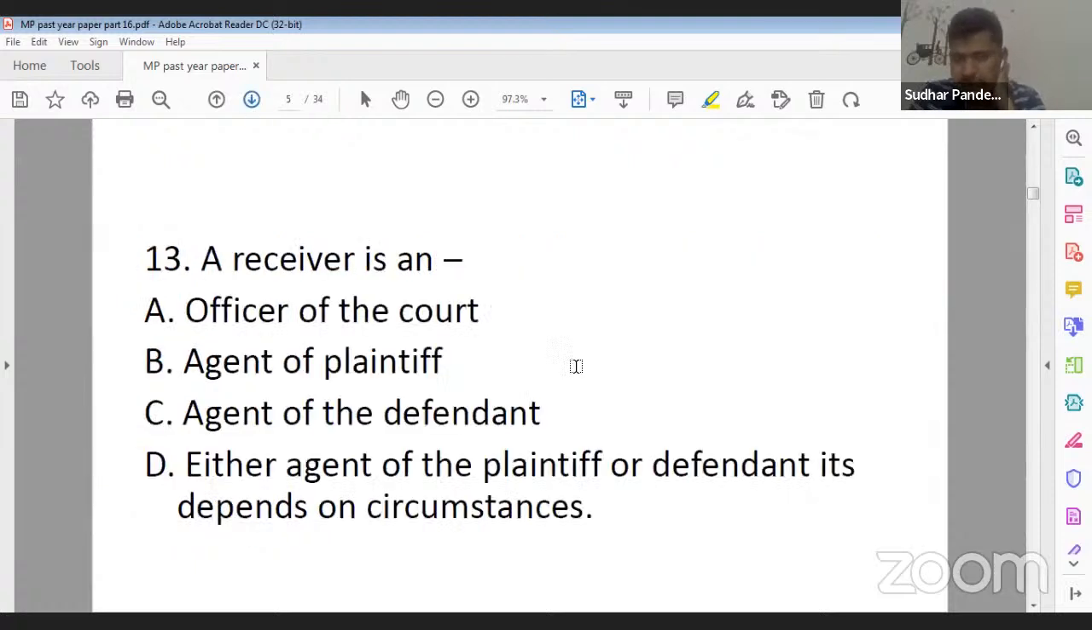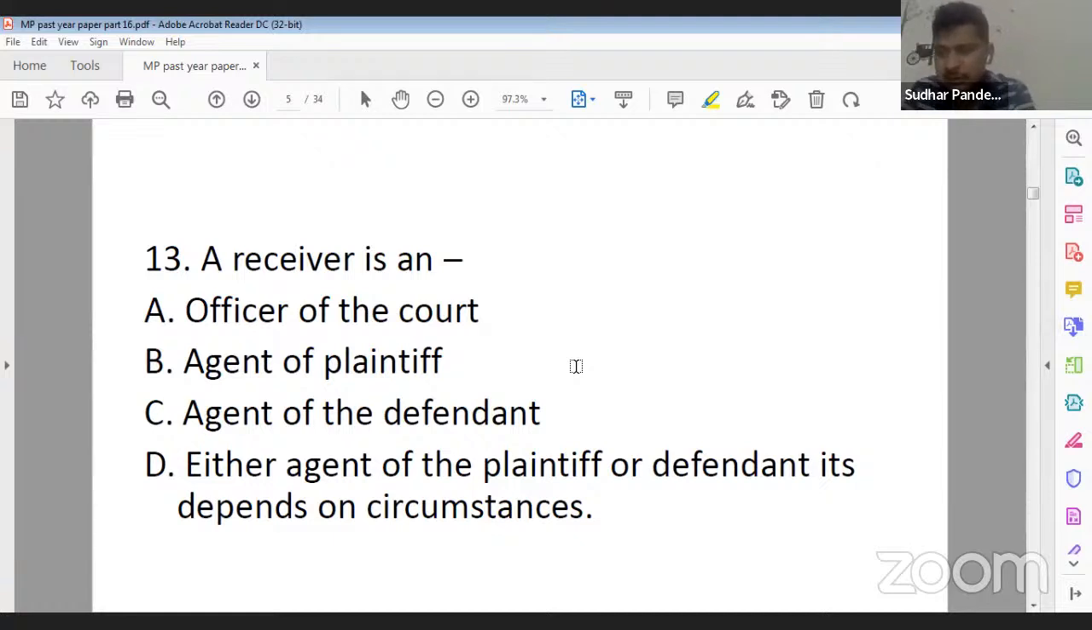Next question, question number 13. A receiver is an. Option A, officer of the court. No, Ankita Gupta ji, its answer will not be A. Now, if you follow section 148 closely, in section 148, the time period is 30 days. That is the maximum time period for which the court may enlarge the time. But under section 148A, again repeating, that is talking specifically about caveat. So in that, the time period is 90 days.